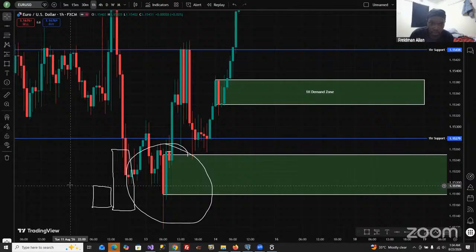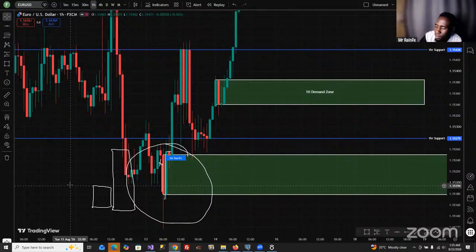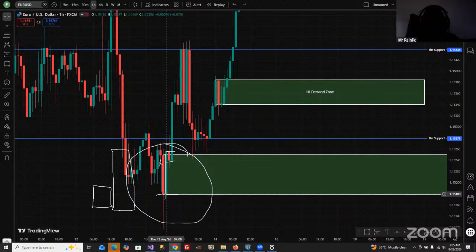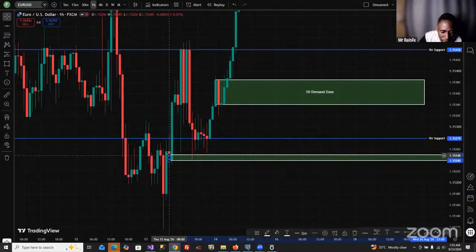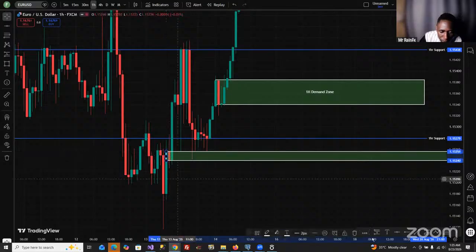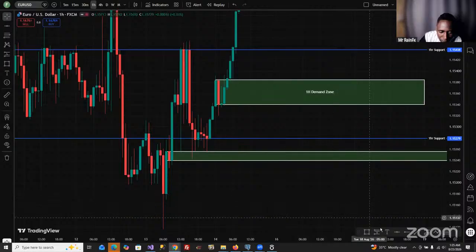But this one, when you look at it here, is almost the same as this one, which makes it not a good demand zone. Yes, it is a demand zone, but it's not a good one. So you can either decide to draw a zone here and put a line here. Because as you can see, this area here, yeah, now that makes sense.